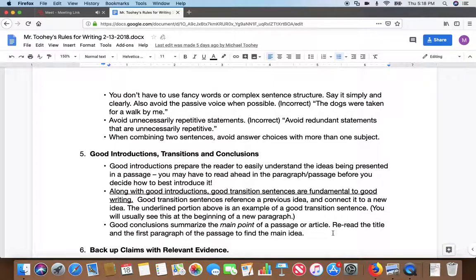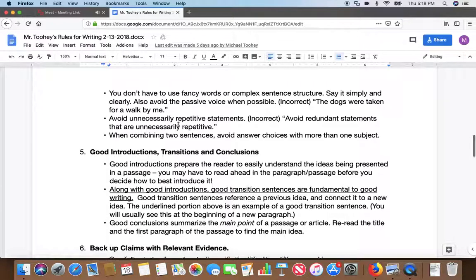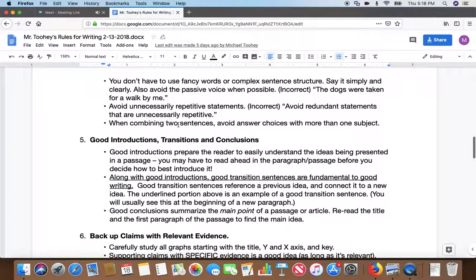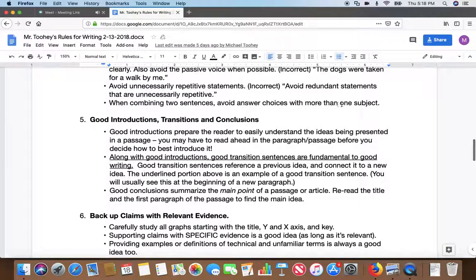If they're testing you on keep it simple, avoid repetitive statements. Look out for anything repetitive. And then when combining two sentences, avoid answer choices with more than one subject. You'll know you're being tested on this because they'll say which of the following answer choices best combines these two sentences. Then just avoid the one that has more than one subject. Avoid any answer choice that has a semicolon, because by definition, if you've got a semicolon in there, it's going to have more than one subject, more than one verb.